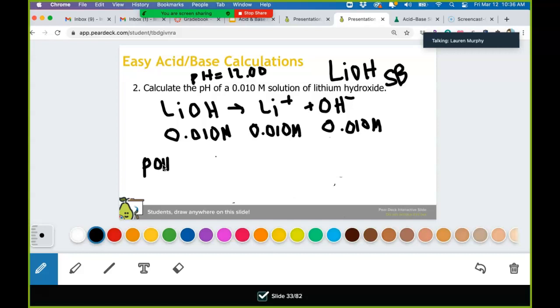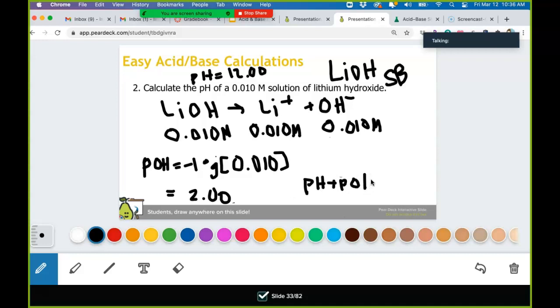pOH is the opposite of the log of OH. And OH is 0.010. So pOH is 2. Well, I know pH plus pOH is what? 14, right? Always. So if I plug 2 in here, 14 minus 2 is 12.